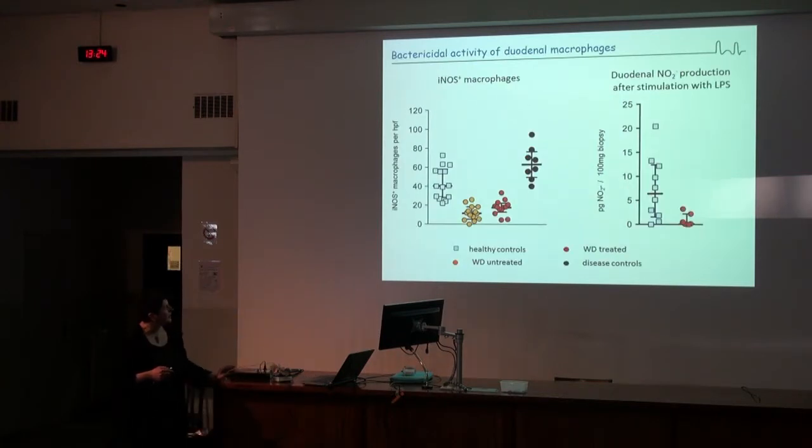And when we now look at the bactericidal activity of the macrophages, we have the inducible nitric oxide synthase, which is important to synthesize reactive nitrogen species that are important for the defense against bacteria. We see that within the mucosa of the disease patients, the iNOS-positive macrophages are reduced compared to healthy controls and to disease controls. When we look at the production of nitric oxide in biopsies, we also see that the control produces a big amount of nitric oxide upon stimulation, but it is reduced in disease patients.